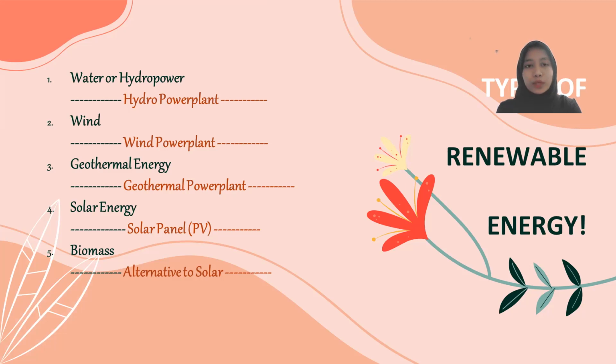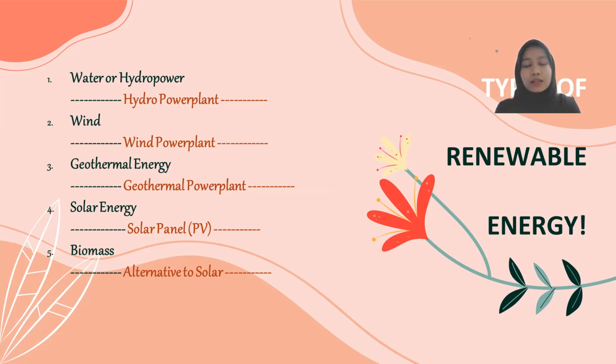And the second is wind. Usually it is used in a wind power plant. And the third type is geothermal energy. The utilization of geothermal energy is in a geothermal power plant. Geothermal energy is a type of renewable energy taken from the Earth's core. It comes from heat generated during the original formation of the planet and the radioactive decay of materials.